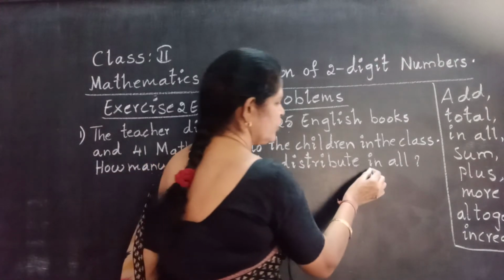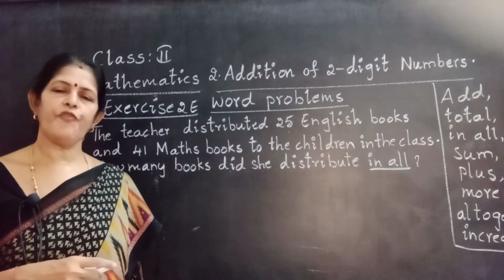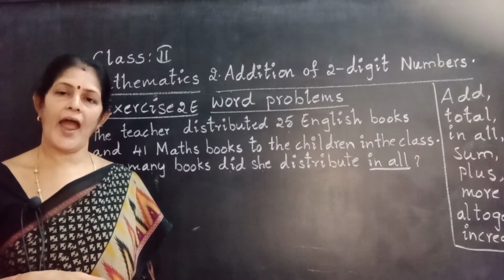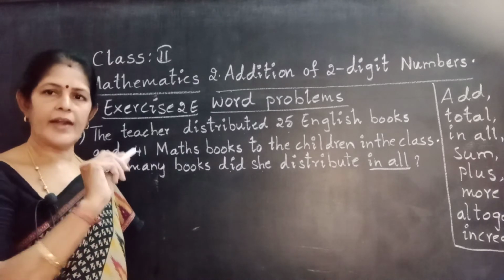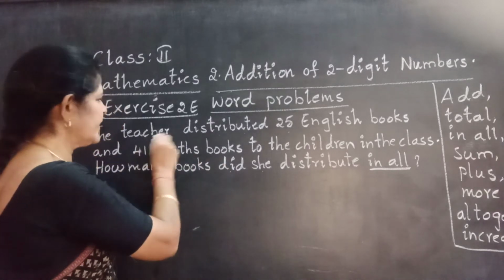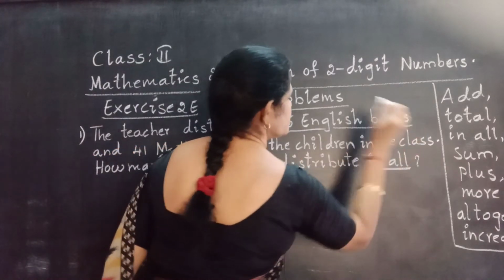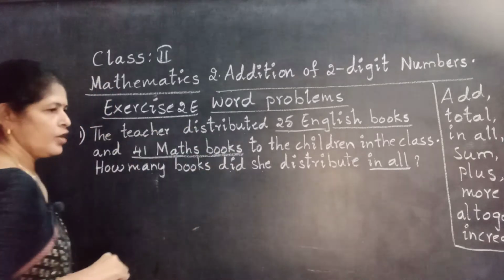In all is an addition word. That means here we find the total. How do you get the total? By adding the given numbers. See, first we are going to underline the important words. The teacher distributed 25 English books and 41 maths books.